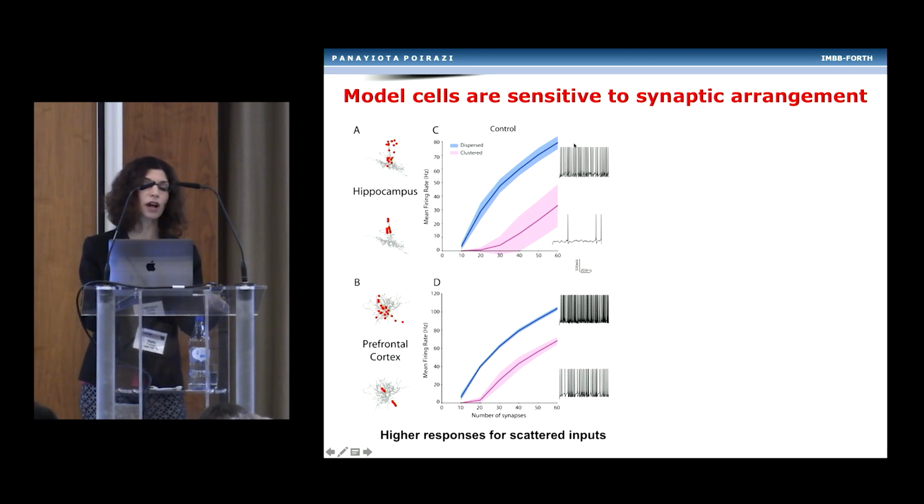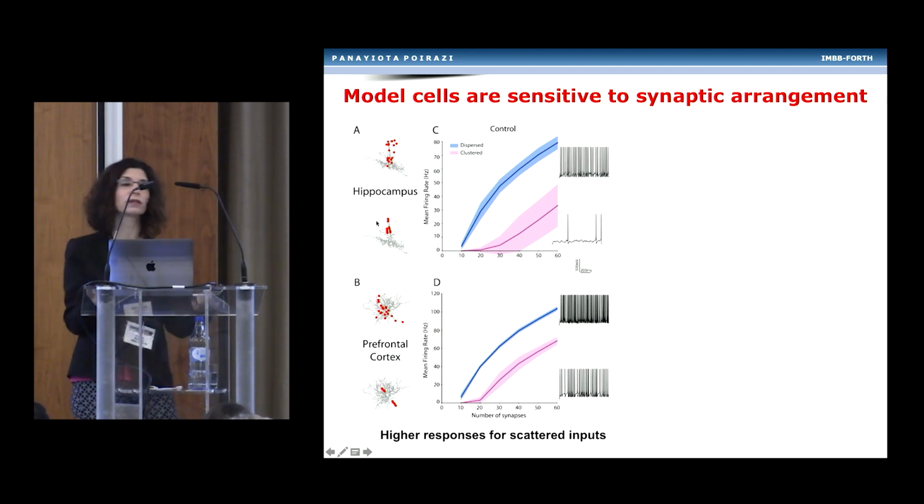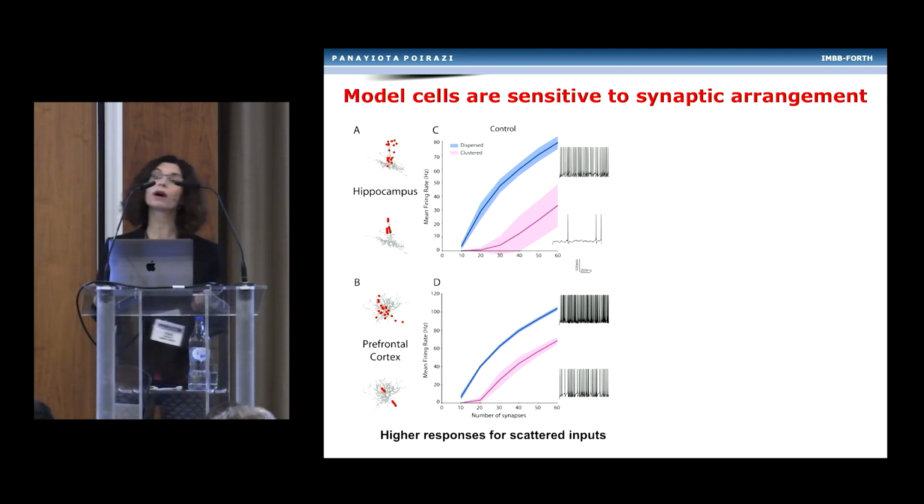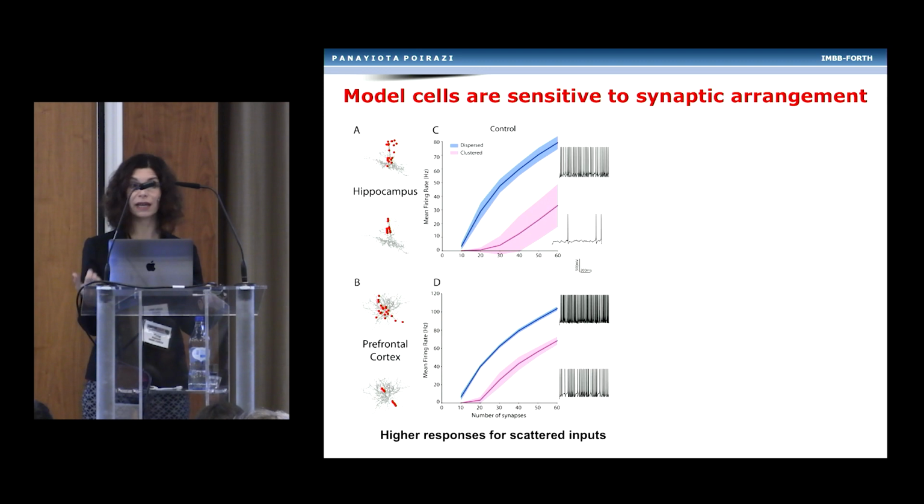So they get a much higher response if the inputs are distributed randomly than if they're clustered within a few branches, which is counterintuitive because in pyramidal neurons it is exactly the opposite. And one would expect that if you have supralinear dendrites, then it makes sense to group your synapses in a few branches to activate these nonlinearities. But this was not the case in the interneuron. So we wondered, why are we getting this phenotype?